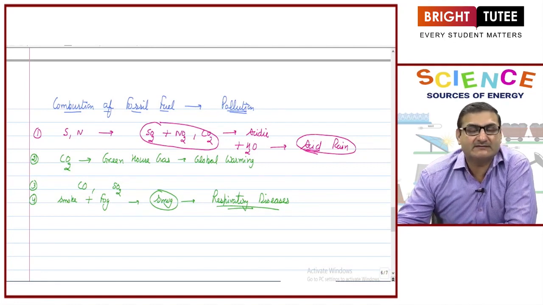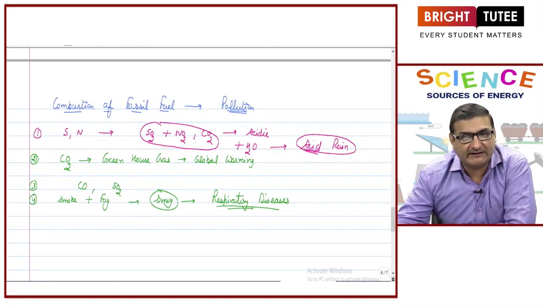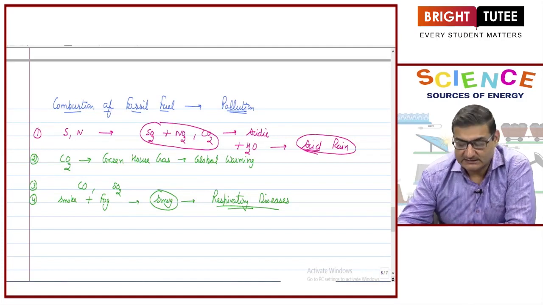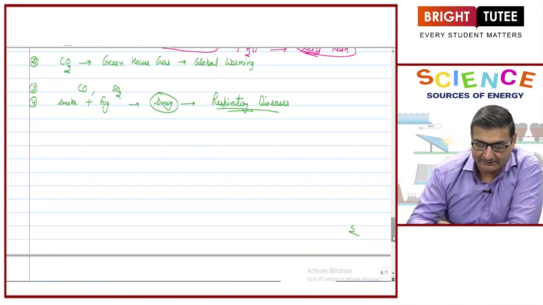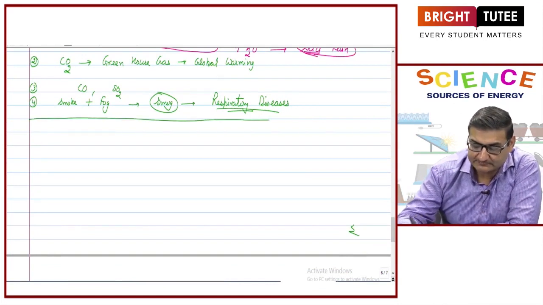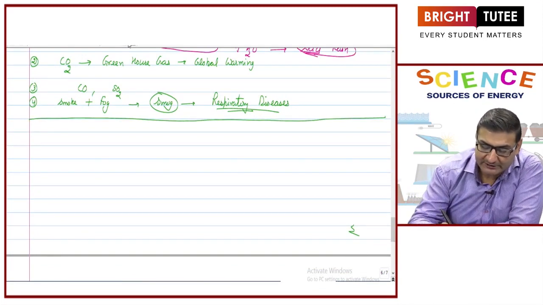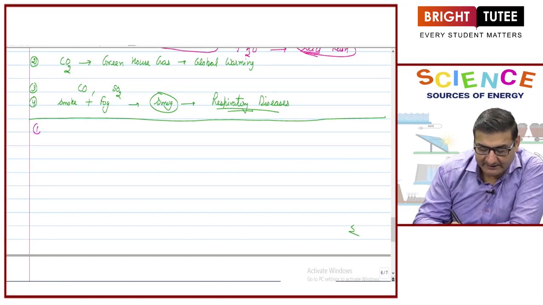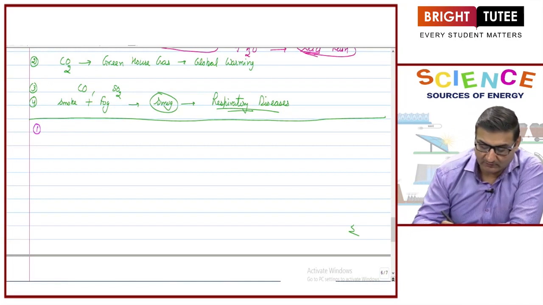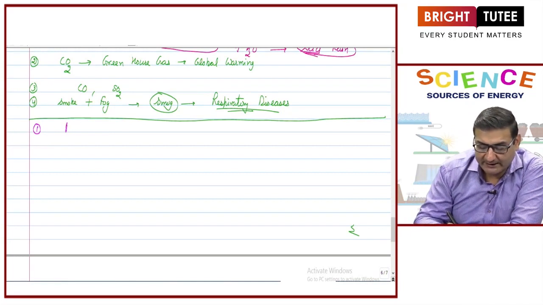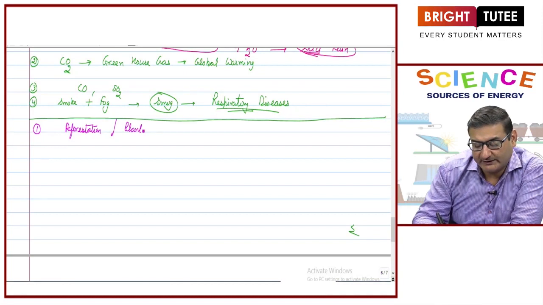How can we restrict it? How can we rectify it? There are certain steps that we can take. What are the various steps? On the initial level, the very important thing that all of us must do is afforestation. We should plant more and more trees.